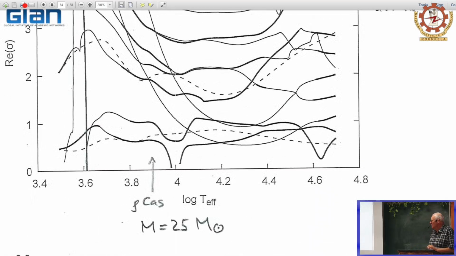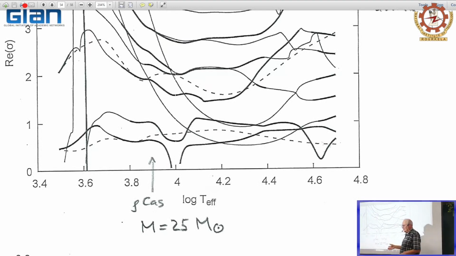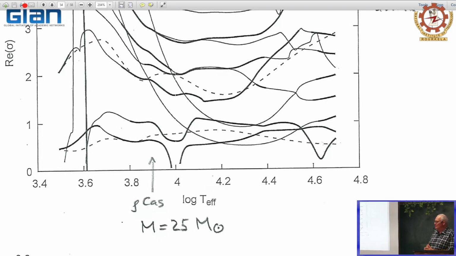So we take a fixed mass of 25 solar masses. We take the luminosity of rho Cassiopeiae as before, but now we change the parameter effective temperature, and we consider the stability of a sequence in effective temperature, and calculate the stability, the non-adiabatic frequencies, as a function of effective temperature. This is the result.